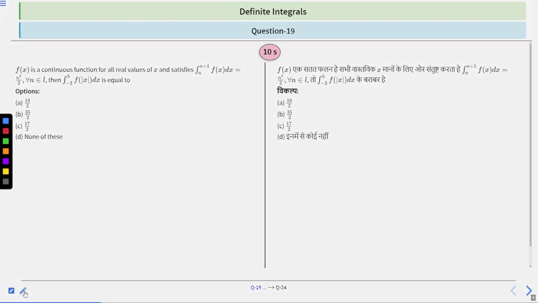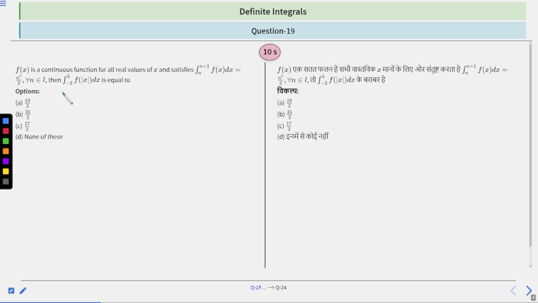Question number 19 says that if f(x) is a continuous function for all real values of x and satisfies the integral of n to n plus 1 f(x) dx equal to n square by 2 for all n belongs to I, then we have to find the integral of minus 3 to 5 f of mod x dx. Clear? So the hint of this question is, since f(x) is a continuous function, and it is given that the integral of n to n plus 1 f(x) dx is equal to n square by 2 for all n belongs to integer, right?